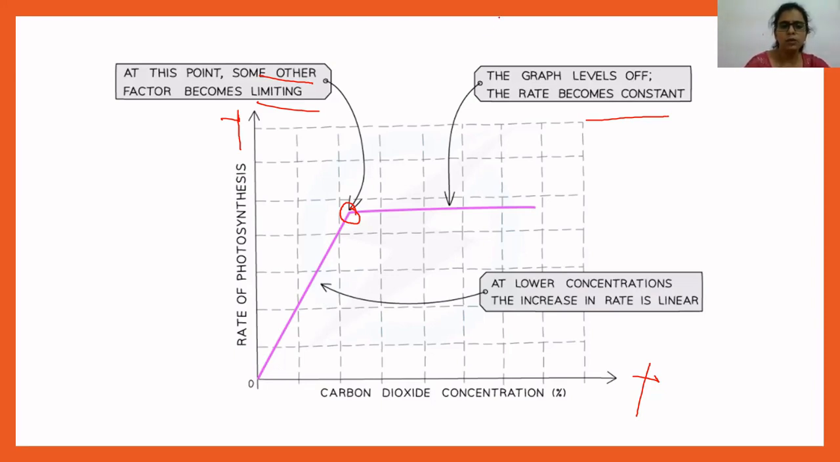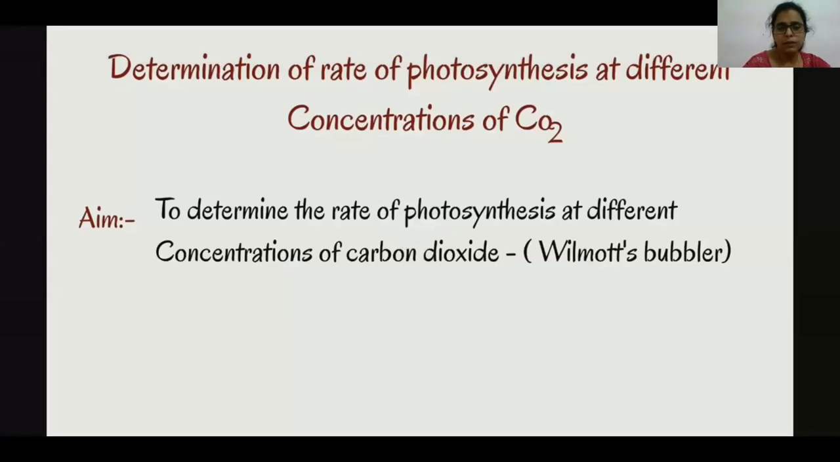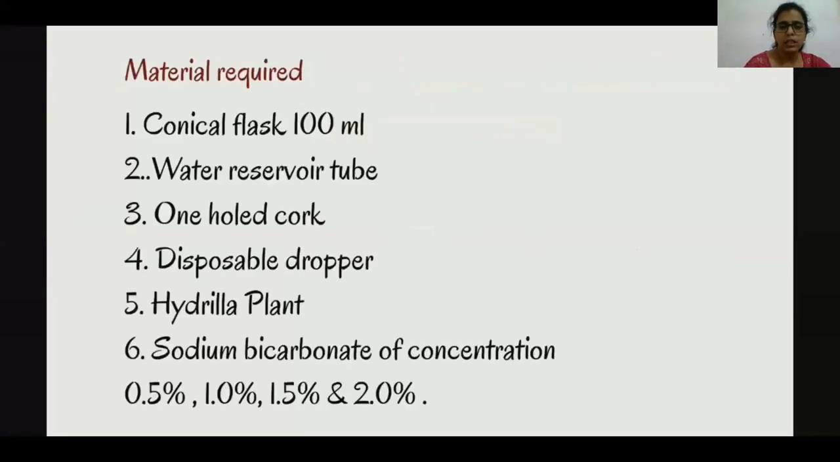There you will understand how to perform the experiment in the laboratory to demonstrate how carbon dioxide concentration affects the rate of photosynthesis. The aim of this experiment is to determine the rate of photosynthesis at different concentrations of carbon dioxide, and the materials required are what I have explained in the PowerPoint presentation. Most importantly, you require sodium bicarbonate solution of various concentrations like 0.5, 1, 1.5 and 2%.